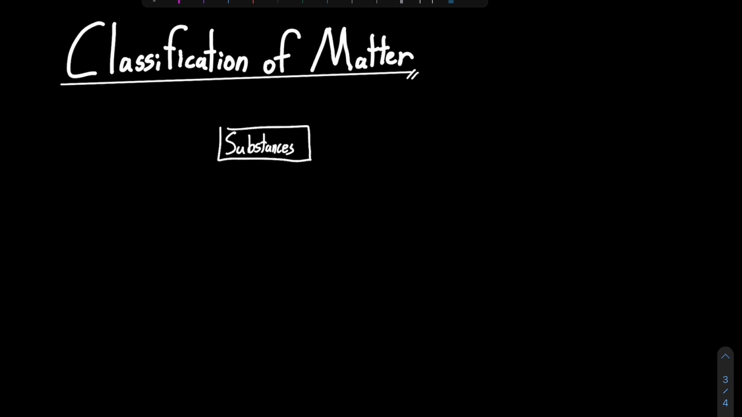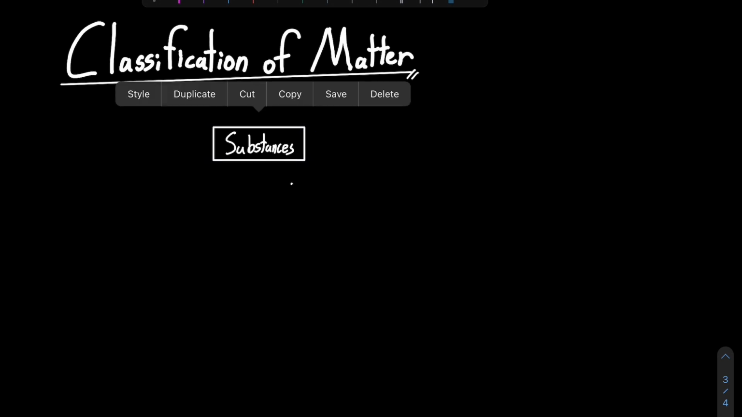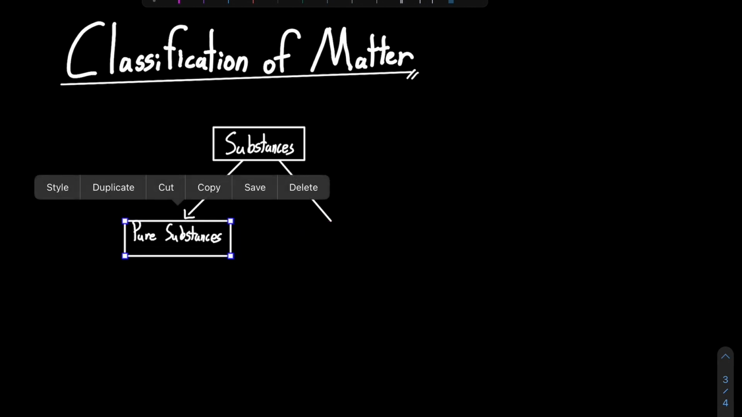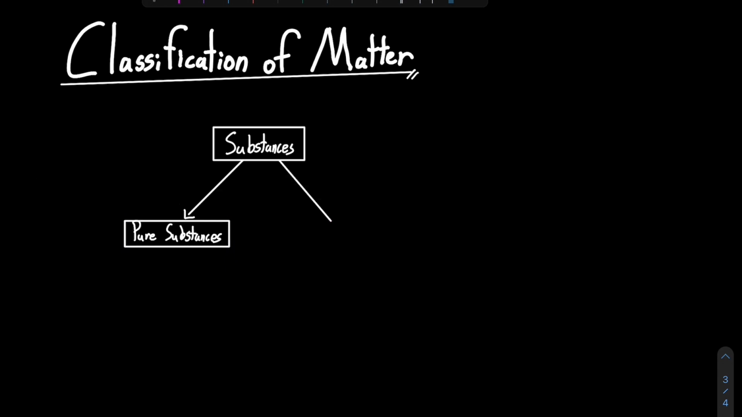So here we have just general substances, and it can be divided into two main categories. The first one being pure substances. So that's our first category. And our second category would be mixtures. Now I'm going to be explaining these two a bit more in detail.